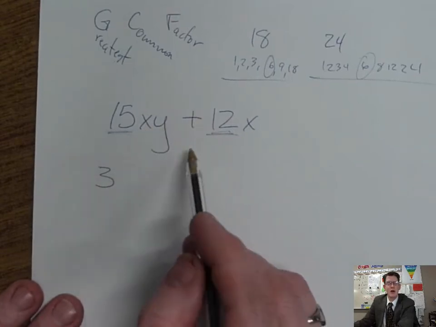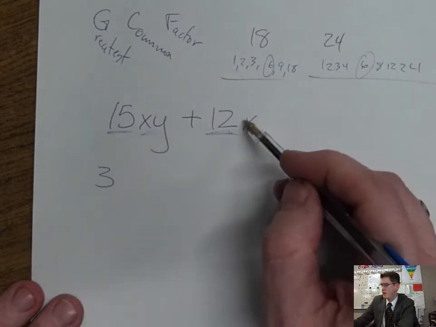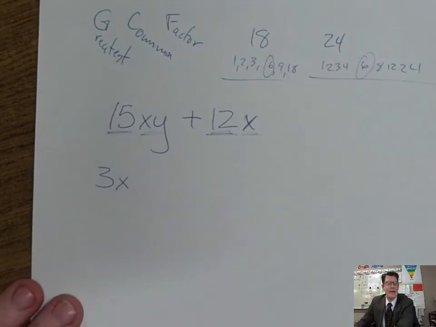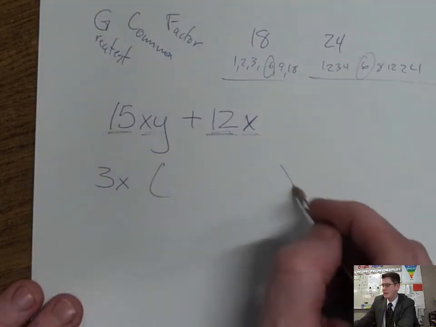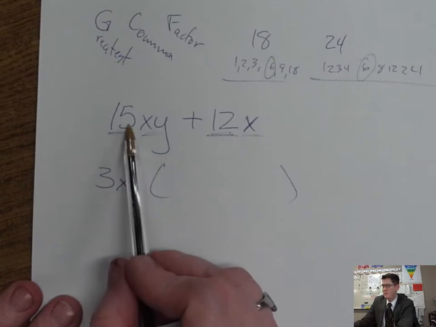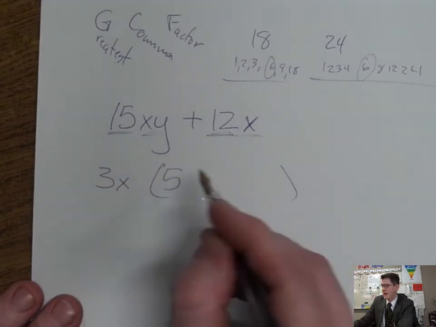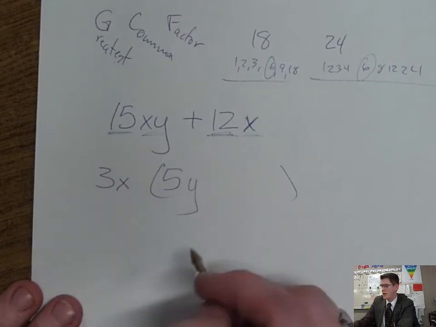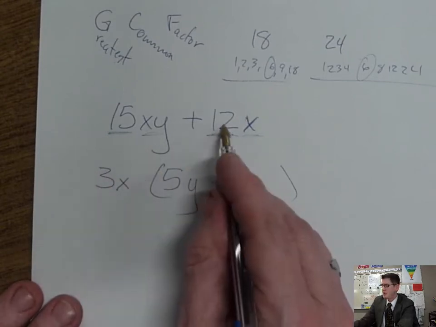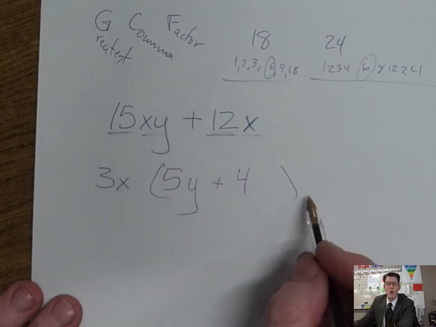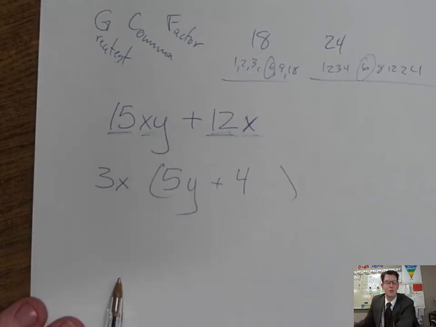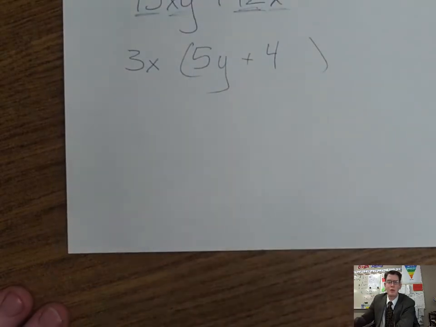Then we can look at the variables, and what's the same in each of those variables? Well, they each have an x, so we can pull out that x. We can divide out that x and then write what's left. 15 divided by 3 is 5. I've pulled out the x, I've divided by the x, so it's gone, and all that's left is a y. And then plus 12 divided by 3 is the 4, and the x is already gone, so that is my answer. So you can pull out variables as well, just like we were pulling out numbers yesterday.